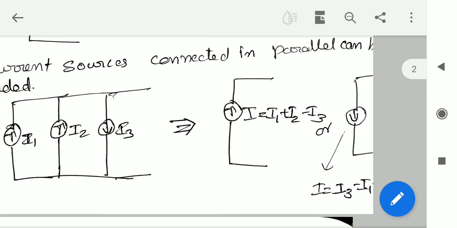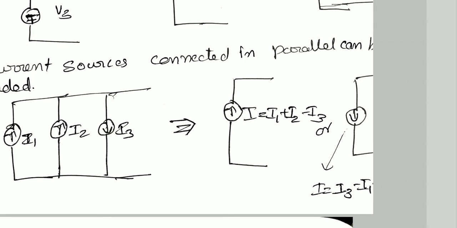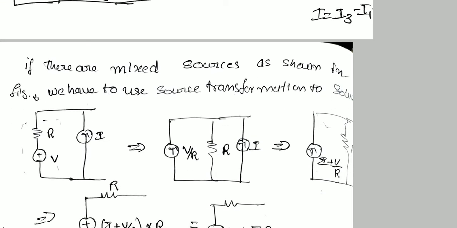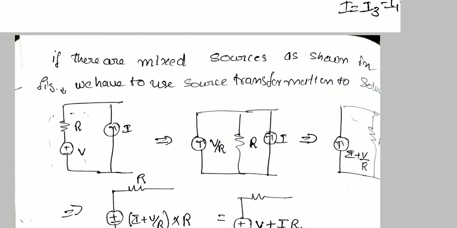If I consider the polarity of I3 as my equivalent current polarity, then the total I is given by I3 minus I1 minus I2. So if the voltage sources are in series, we can add them. If the current sources are in parallel, we can add them. But if there is a mixture of voltage and current sources, what do we have to do?